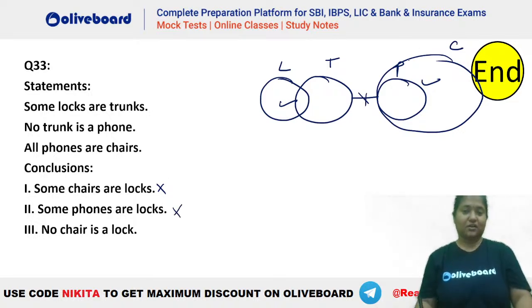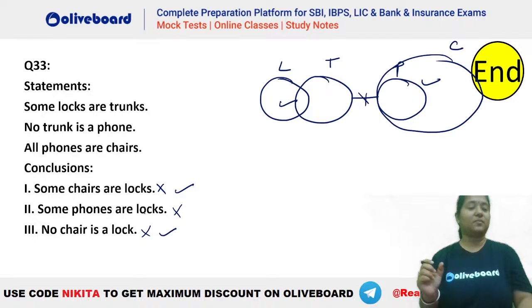No chair is a lock. That is also a possibility, not a definite one. But if you check the first and third, you can see there should be an either-or pair, because we have some plus no between your chair and lock. So either chair will be a part of lock or it will be independent of lock. So that means it has to be an either-or between first and third. So it will be either 1 or 3.